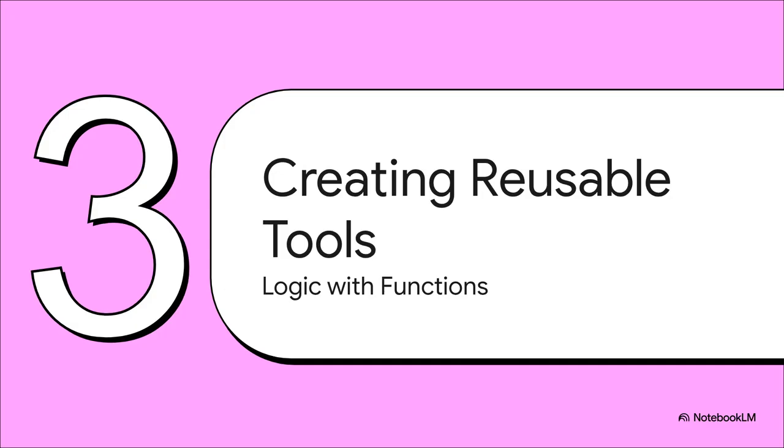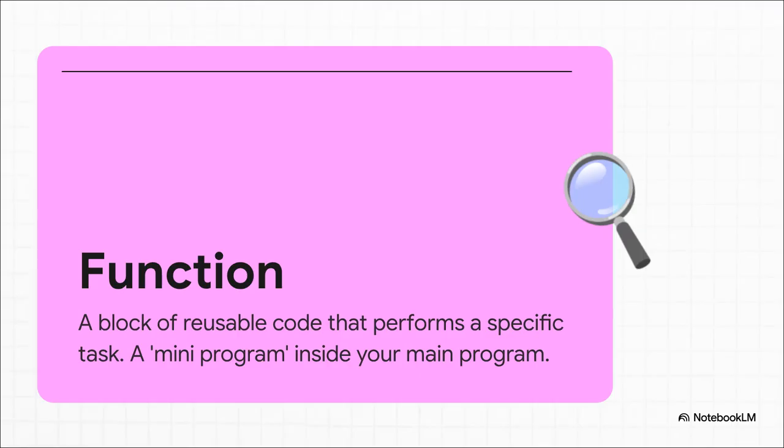Okay, we can make decisions and we can repeat actions. Now it's time to learn how to package all that smart logic into nice, tidy, reusable tools. This is where functions come in, and trust me, they are a total game changer for writing clean and powerful code. So what is a function? It's basically a mini program that you get to create. You give it a name, you teach it how to do one very specific job, and then, from that moment on, you can just call it by its name whenever you need that job done. You never have to write the code for it ever again.